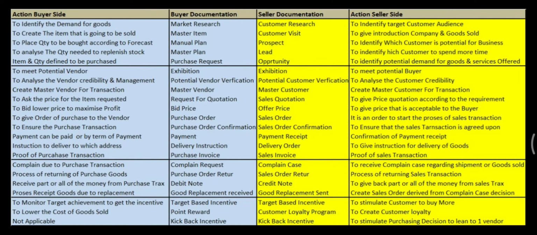Okay, lastly, to stimulate the customer, you give a target based incentive for the customer, which is based on the yearly target. Let's say you target them for $100,000 US. Once they reach the $100,000 US, maybe you give them a 3% rebate, 4% rebate, or maybe an incentive trip. This is to stimulate the customer to buy more from you.